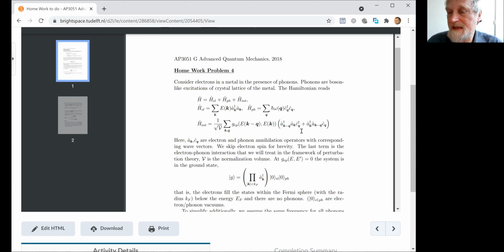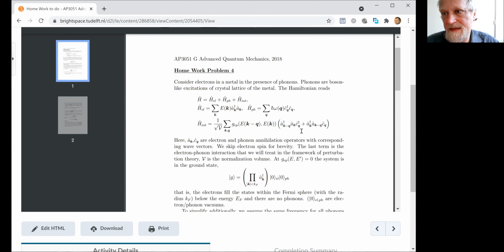We choose it like this because of conservation of momentum, so the sum of K vectors is zero, basically. Alternatively, one can say there was an electron in the state K and it has been transferred to the state K minus Q with emission of a phonon.